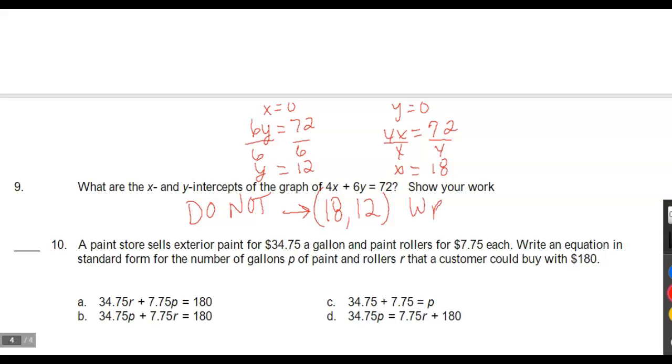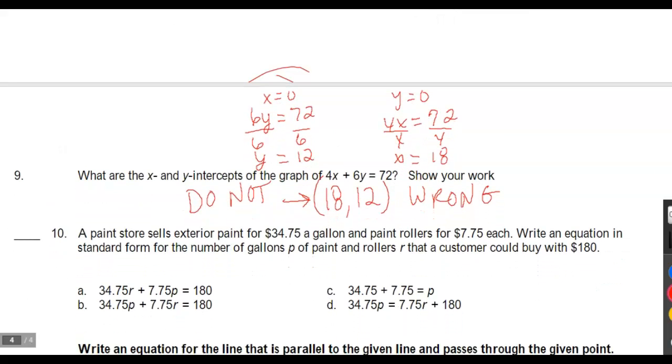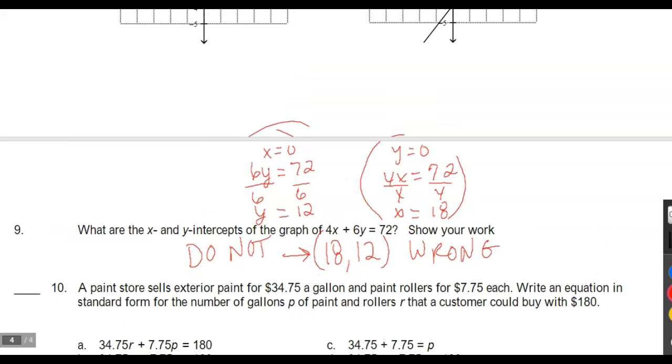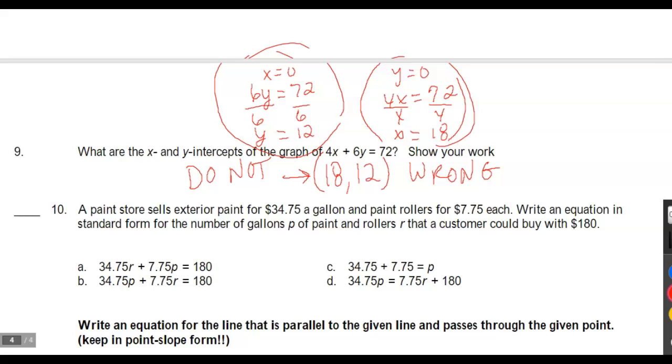That is wrong. I still have people doing that, and I have to mark your answer wrong. You could do all the work here correct, and then all of a sudden, I don't know why this is not drawing my circles. There it is. You can do all this work, and then you write this, and you get the answer wrong. Your answer is 2 points: 18, comma, 0, 0, comma, 12.